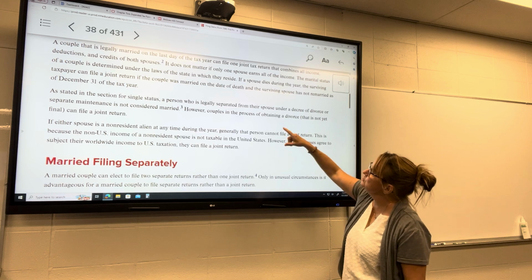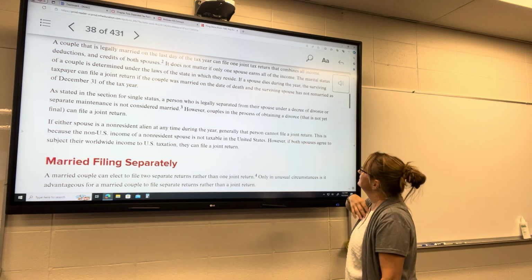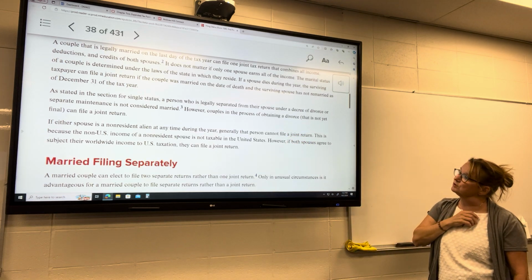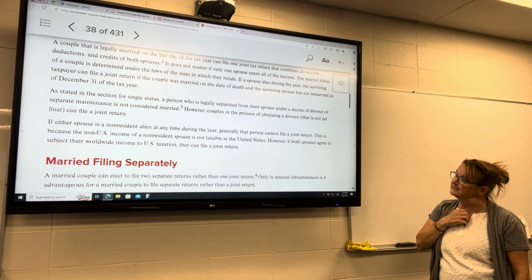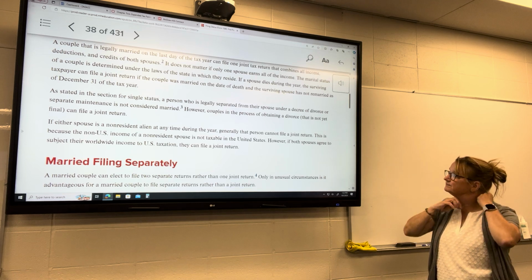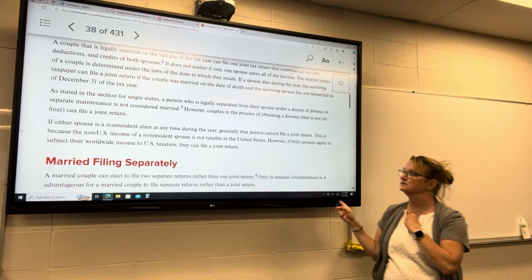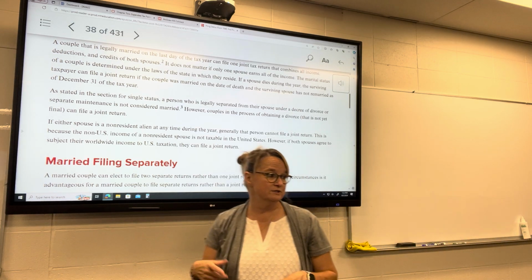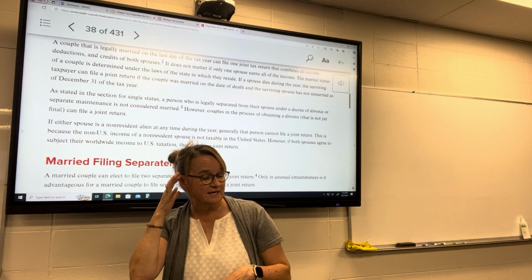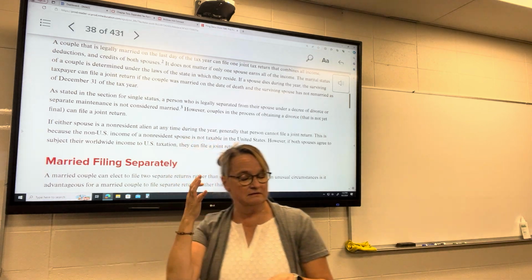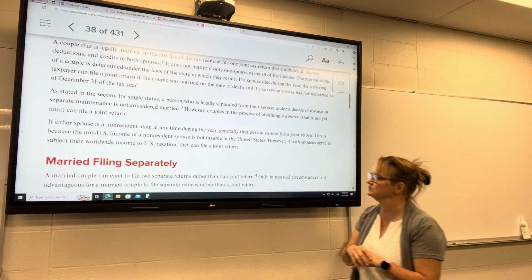All right, so a person who is legally separated from their spouse under a decree of divorce or separate maintenance decree is not considered married. However, couples in the process of obtaining a divorce that's not yet final can still file a joint return. It's just that usually in those cases, people probably aren't getting along, so it's a little difficult to do that sometimes.